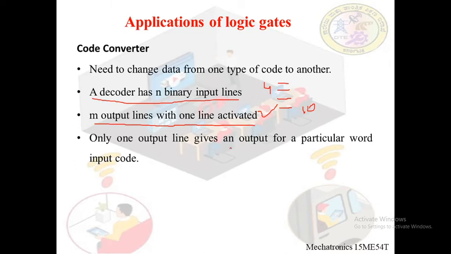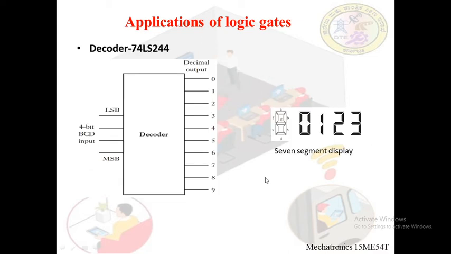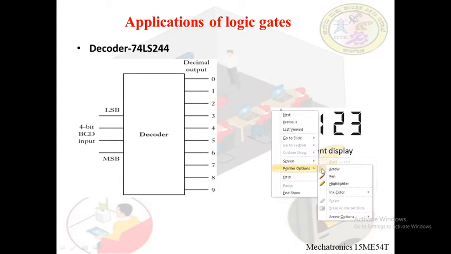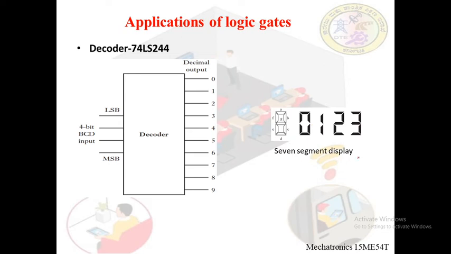Only one output line gives an output from a particular word input code. Let us try to understand this last part with the decoder circuit itself. So here we have the 7 segment display represented. With this we'll be able to represent all the digits from 0 to 9. 7 segment display, let us try to understand.